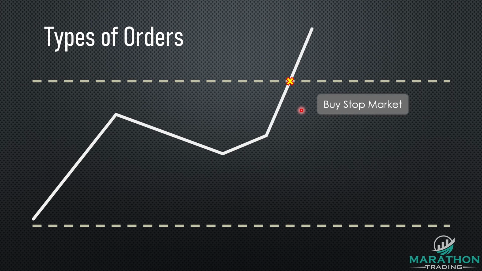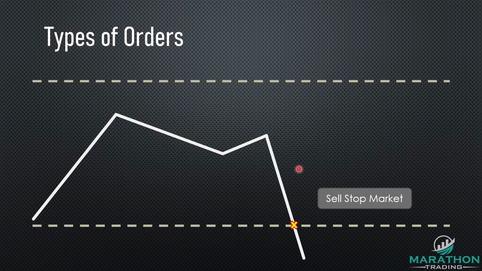Here, if you want to buy a stock that's above the current stock price here, right? If you want to buy it once it reaches this portion, you can use a buy stop market. This means once it reaches this point, I want to get filled no matter what the price is. Just it needs to be above this line.